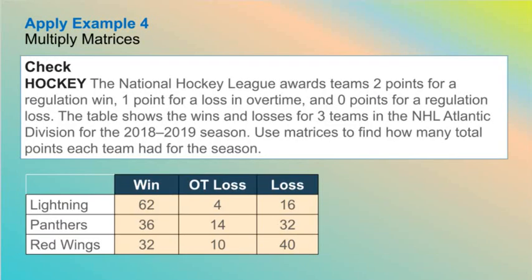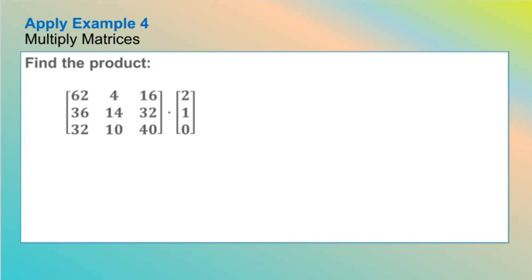And our last one here, the National Hockey League awards teams 2 points for a regulation win, 1 point for a loss in overtime, and 0 points for a regulation loss. The table shows the wins and losses for 3 teams in the NHL Atlantic Division for the 2018-2019 season. Use matrices to find how many total points each team had for the season. So here is our matrix. We have a 3 by 3, and this is multiplied by a 3 by 1. Our answer is going to be a 3 by 1.